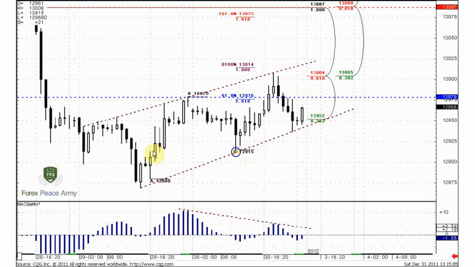In that case, market will erase this ABCD pattern, okay, and will break down this support and turn to the continuation to the downside. After that, we should wait for proceeding to 128, maybe even to the lower targets. Okay, that's our current view on the market, on the euro currency.